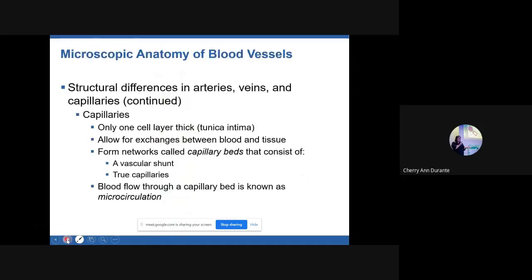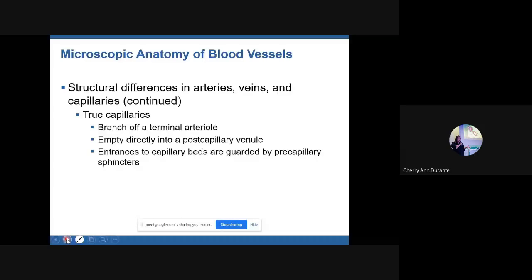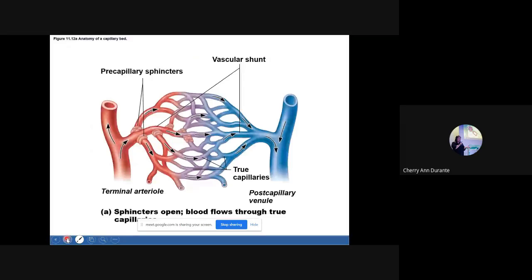Okay, let's continue. So for the capillaries naman, one cell layer lang siya, the tunica intima, may purpose yon. Kasi this is where gas exchange happens, no? So para yung lining niya, manipis lang, para magkaroon ng diffusion, mabilis na diffusion. So the true capillaries branch off at the terminal arteriole and empty directly in your venule. So entrances to capillary beds are guarded by pre-capillary sphincters. So there are also sphincters pero inaalaw naman niya ang diffusion to occur. So this is your capillaries. So they connect your arteries and your veins.